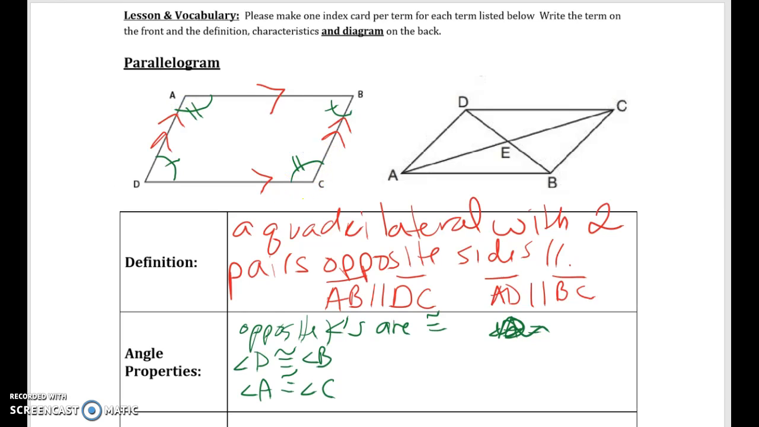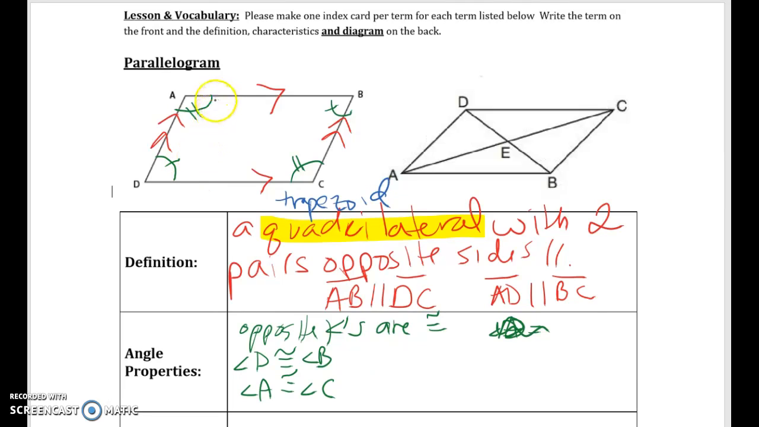So another way to define a parallelogram, we did say quadrilateral. I could also say a trapezoid with two pairs of opposite sides parallel, because it is going to have all the properties that a trapezoid has, in addition to these properties that we're listing below.